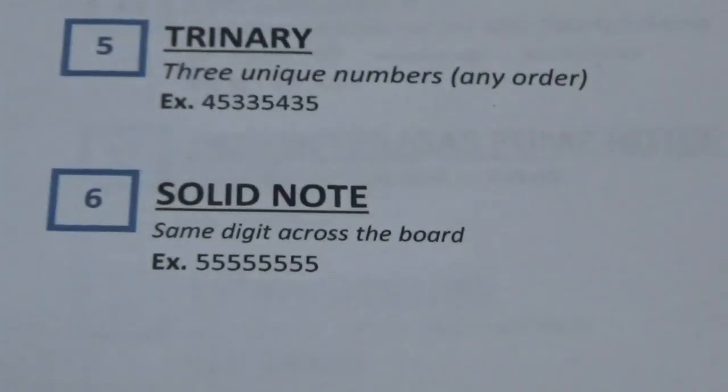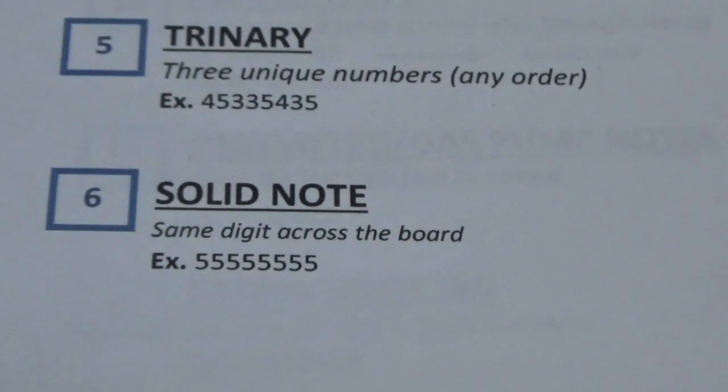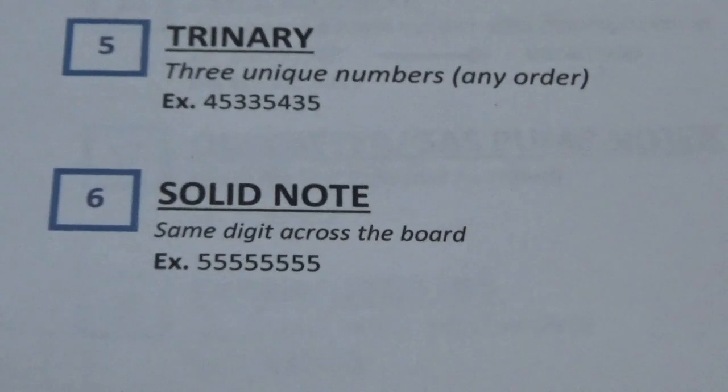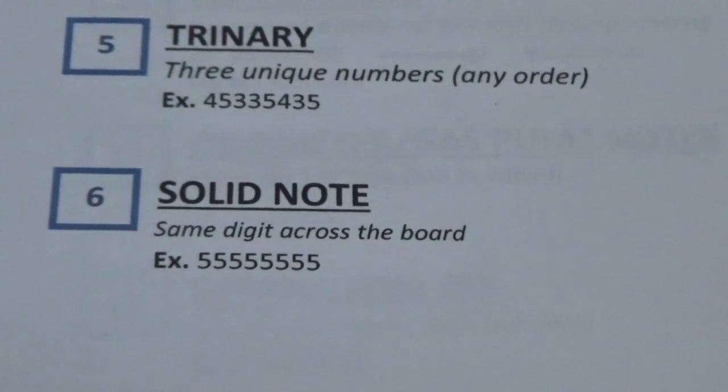Next one is a solid note. So that's one digit, the same digit all the way across. So in this example, it's all fives. Okay, so you'll be wanting to look for that. That can sell for great money. I've seen a couple that were graded and they were selling in the low thousands. And so if you ever come across that, hold on to it.